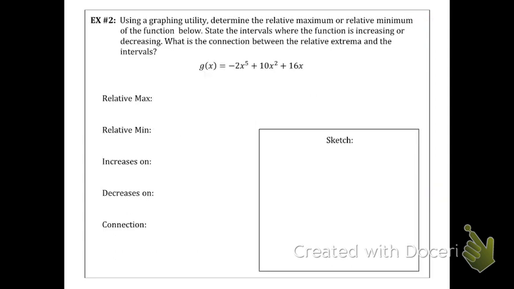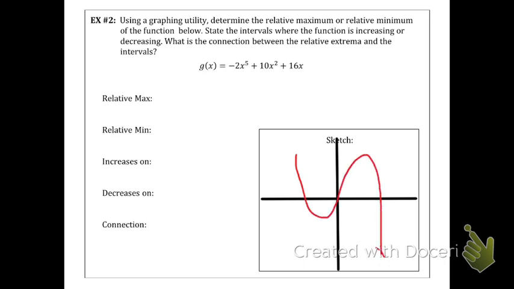All right, example 2 says using your graphing utility, determine the relative maximum or relative minimum of the function below. State the intervals where the function is increasing or decreasing. What is the connection between relative extrema and the intervals? All right, so I'm going to put this graph into my calculator in my y equals, and I'm going to look at it. You may have to adjust your window some. But my graph looks like this.